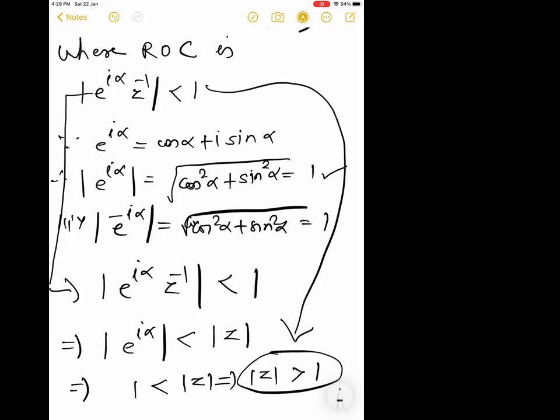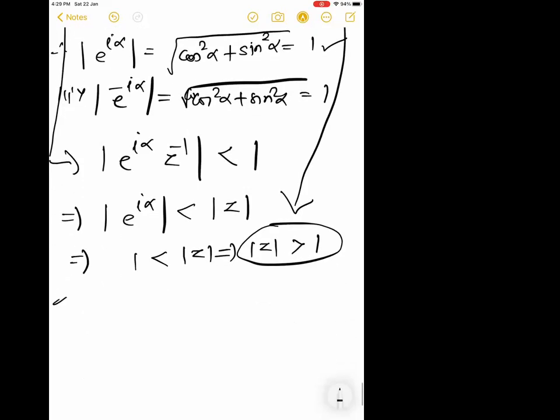The region of convergence: e raised to i alpha z raised to minus 1 less than 1 means mod z greater than 1. And similarly, mod of e raised to minus i alpha into z raised to minus 1 less than 1 implies what it will be? Can you guess? What it will be? Will it be the same? Will it be same or different?